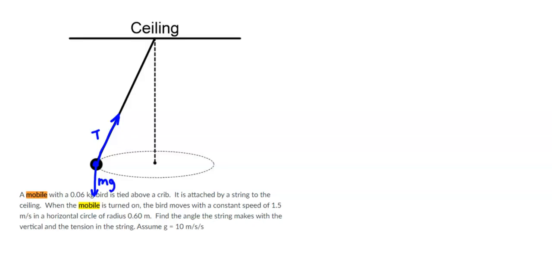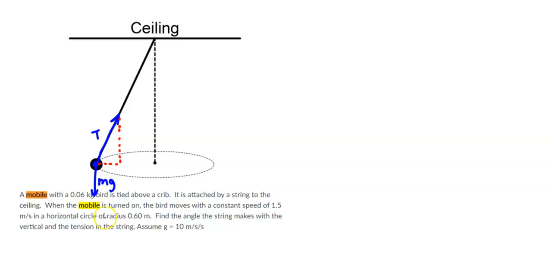Alright, and then with the tension, there are two components to the tension force. There's the horizontal component, which is going to be the centripetal force, and the vertical component, which has to be equal in size to gravity, otherwise the ball would not move in a horizontal circle.